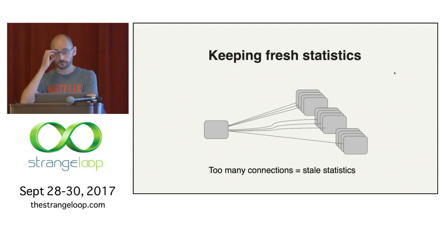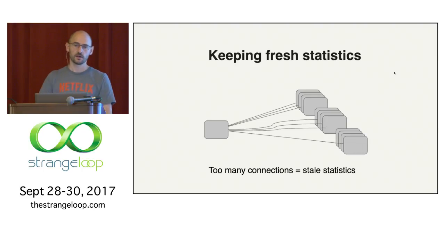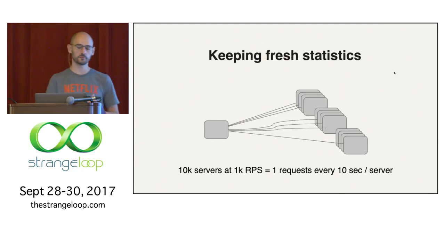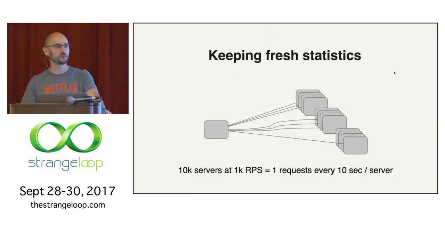A third problem that we have is the problem of keeping fresh statistics. When you have a large cluster of clients and servers, when one client is connecting to all servers, your statistics for every server may be a little bit out of date. That happens because we have too many connections. A simple example, let's say that you have a cluster of 10,000 servers, and every client is sending 1,000 RPS. That's basically one request every 10 seconds per server. So 6 requests every minute. That's not enough to have accurate statistics per server, especially when we know that a GC could happen at any time, or the server could have some background thread running, or some compaction that could happen. So you need to have more fresh statistics.